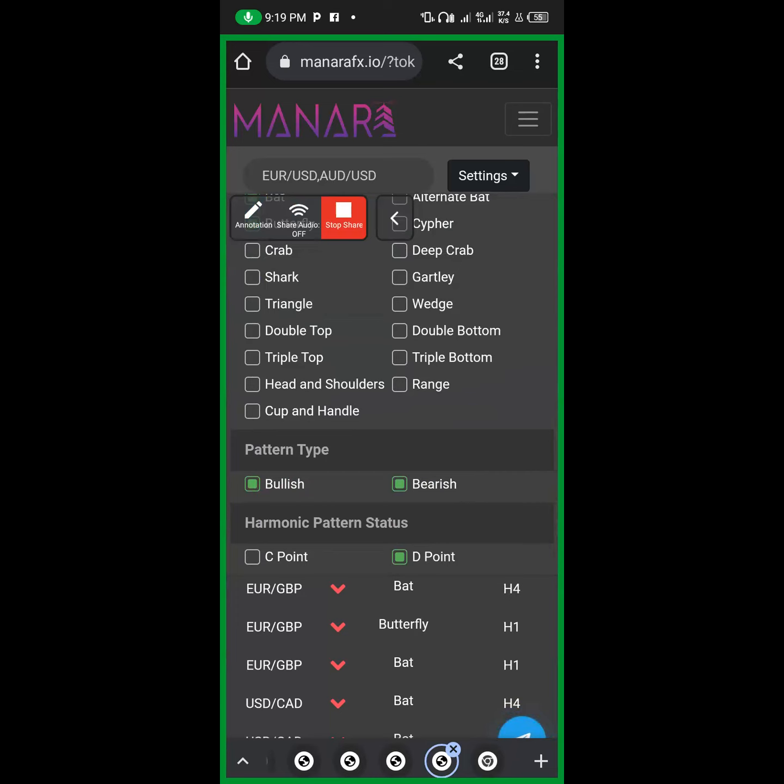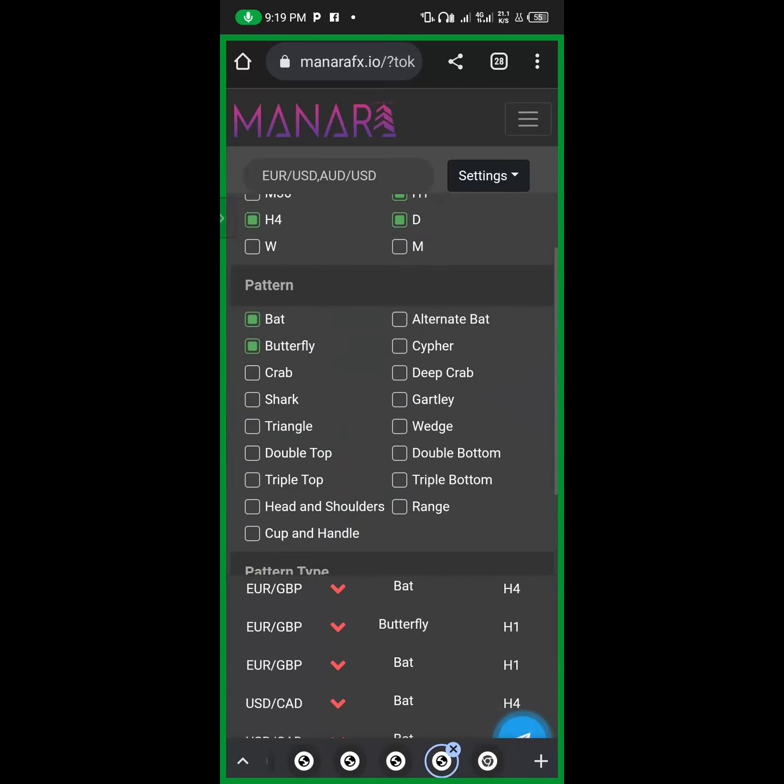Now, this part is very important. So when you see D point, you choose the D point. Don't choose the C point. Okay. If you are new, don't choose both sides. Just choose the D point. Okay. That is all about the settings.